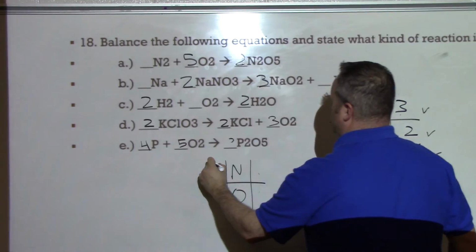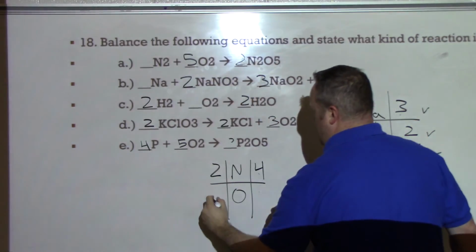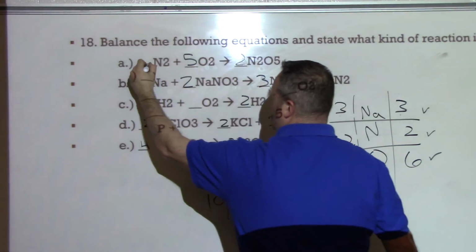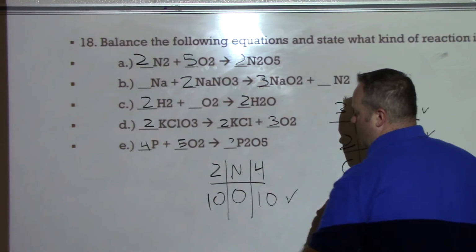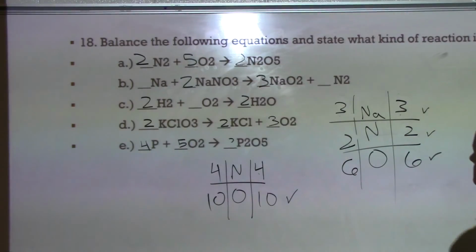So I have 2 nitrogen still. Looks like I have 4 nitrogen now. I have 10 oxygen and 10 oxygen. So all I have to do is place a 2 here, and now 2 times 2 is 4 nitrogen. And so that's how it balances equations.